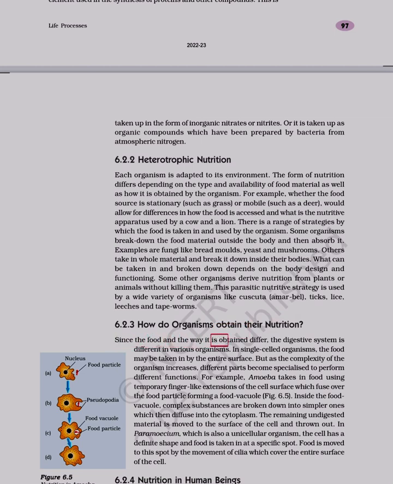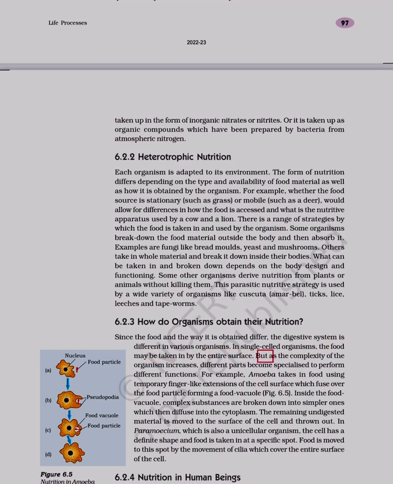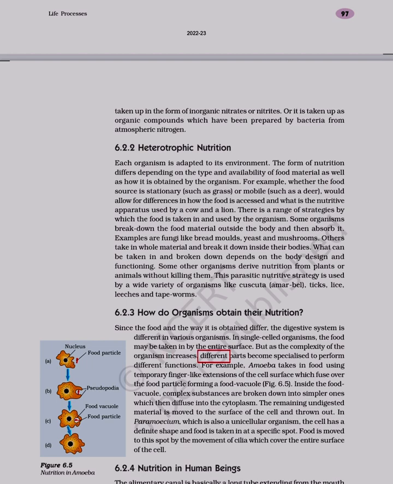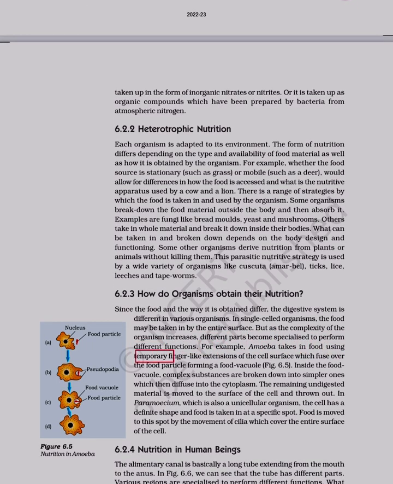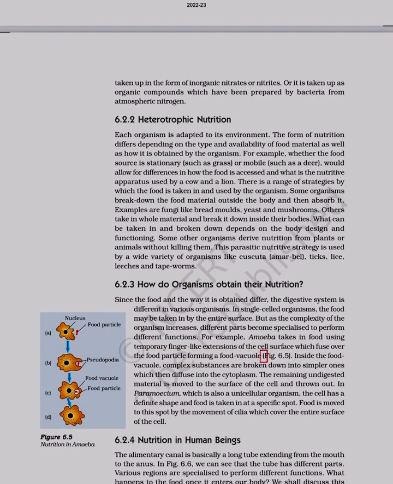Since the food and the way it is obtained differ, the digestive system is different in various organisms. In single-celled organisms, the food may be taken in by the entire surface, but as the complexity of the organism increases, different parts become specialized to perform different functions. For example, amoeba takes in food using temporary finger-like extensions of the cell surface which fuse over the food particle forming a food vacuole. Figure 6.5.